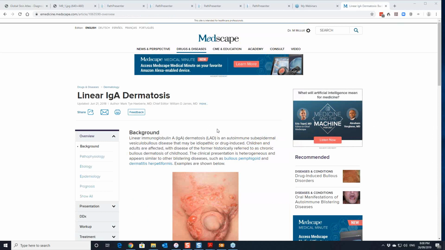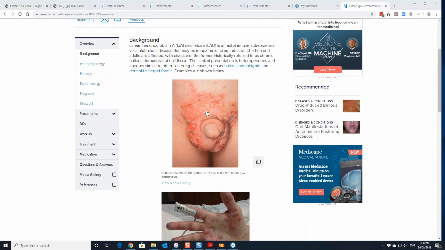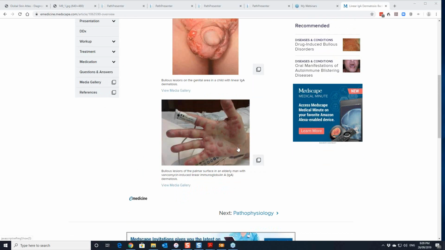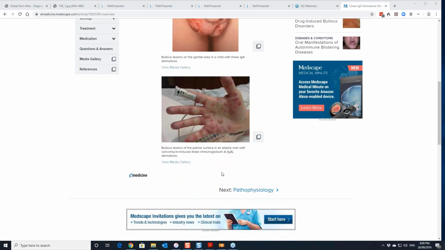This is a section in Medscape on linear IgA dermatosis, and this is just an example that they have in children. Again, often around the genital area, again, intact blisters on a red base. This was drug-induced, and it's curious to see blisters like this in the palm of the hand. But this was vancomycin-induced, and it was linear IgA disease. There is a variant of bullous pemphigoid that can present just like this as well. So you can see how difficult it is to make a definitive clinical diagnosis.